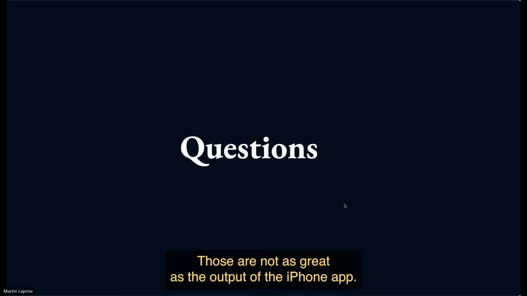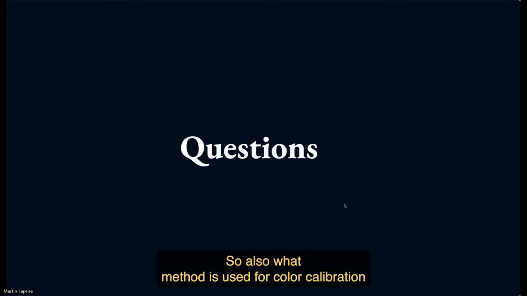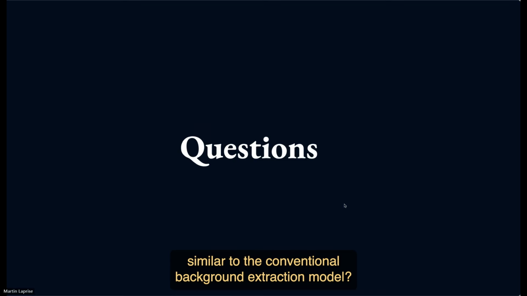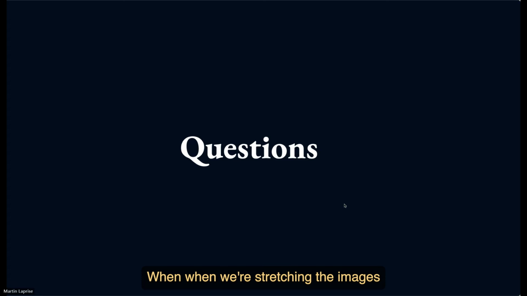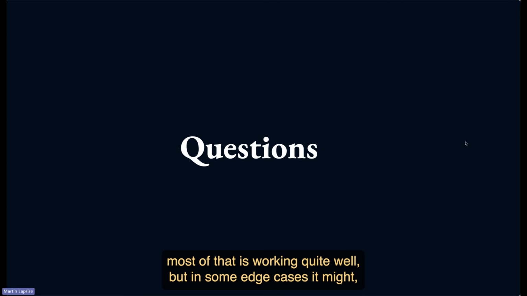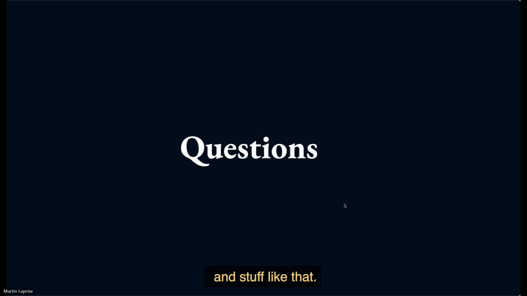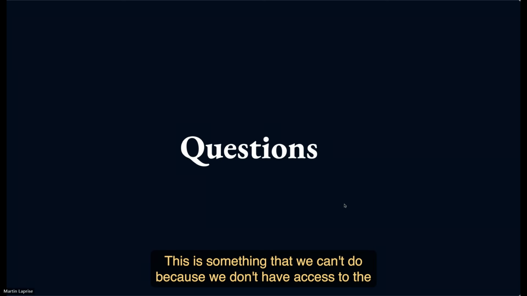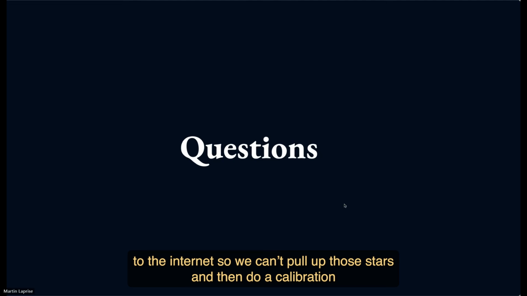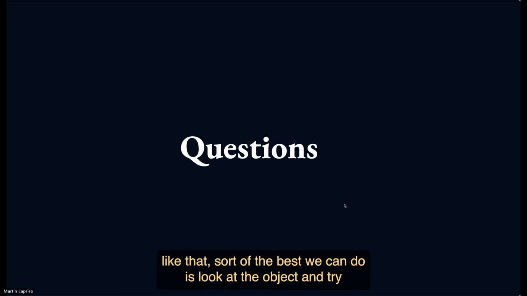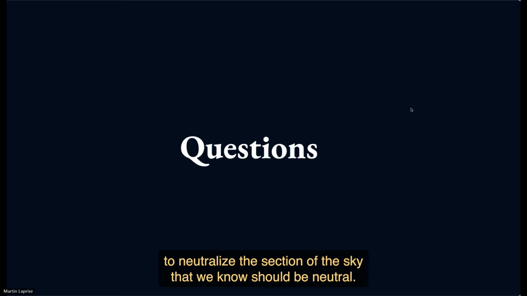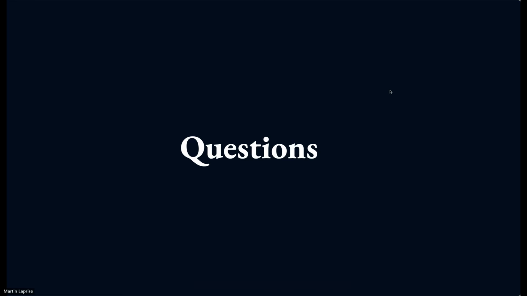Also, a similar method is used for color calibration, like the conventional background extraction model. When we're stretching the images, we make sure that the background of the sky is neutral. That's pretty much what we're doing. Most of the time it's working quite well, but in some edge cases it might not. Obviously, people these days use, for example, a colorimetric method in PixInsight or Siril or stuff like that. This is something that we can't do because we don't have access to the internet, so we can't pull up those stars and then do a calibration like that. The best we can do is look at the object and try to neutralize the section of the sky that we know should be neutral. So that's what we do.